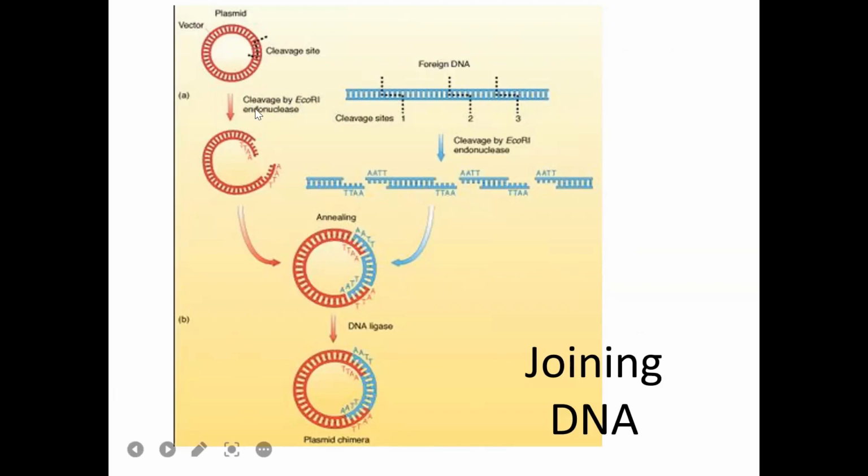So cleavage by E. coli endonuclease. E. coli means restriction endonuclease. Cleavage occurs. So here also, cleavage by endonuclease. So the required sequence will be attached to this one, annealing. So this attachment is called annealing. See here, the DNA fragments are not joined. So when the DNA ligase acts on the ends, they will be joined. So this is a plasmid chimera, a hybrid plasmid we can call it.